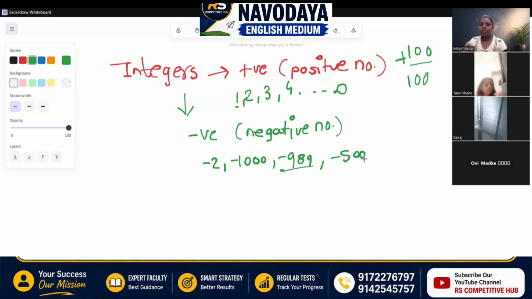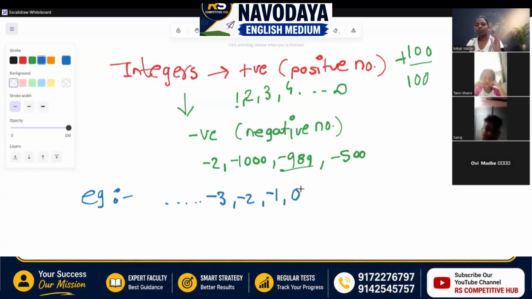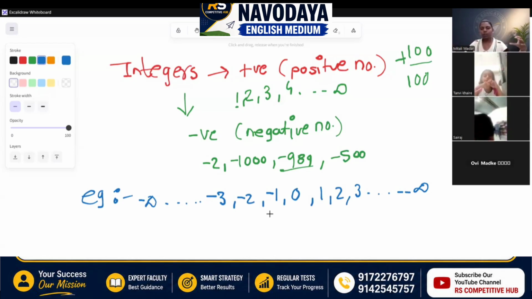So integers cover both parts. What do we count in integers? We count numbers that are negative and positive both. The negative part and the positive part are both dealt with in integers. In the example of integers, we have many negative numbers: -3, -2, -1, then 0. In the positive part: 1, 2, 3, up to positive infinity, and on the other side up to negative infinity. The series goes on increasing like this. Is this part clear to you all? Yes, ma'am.